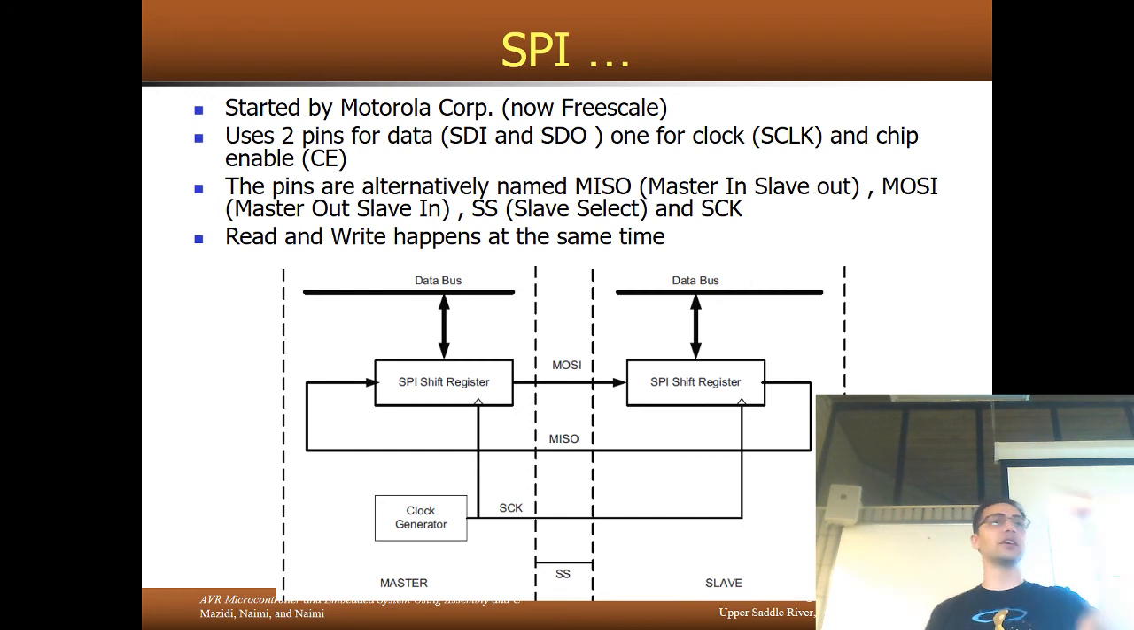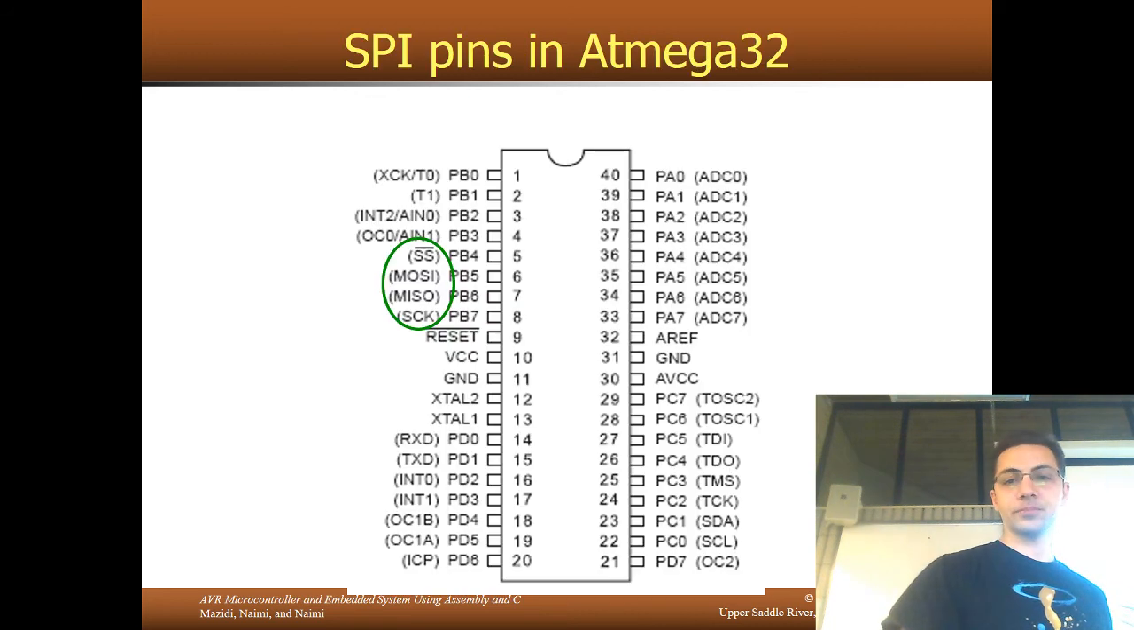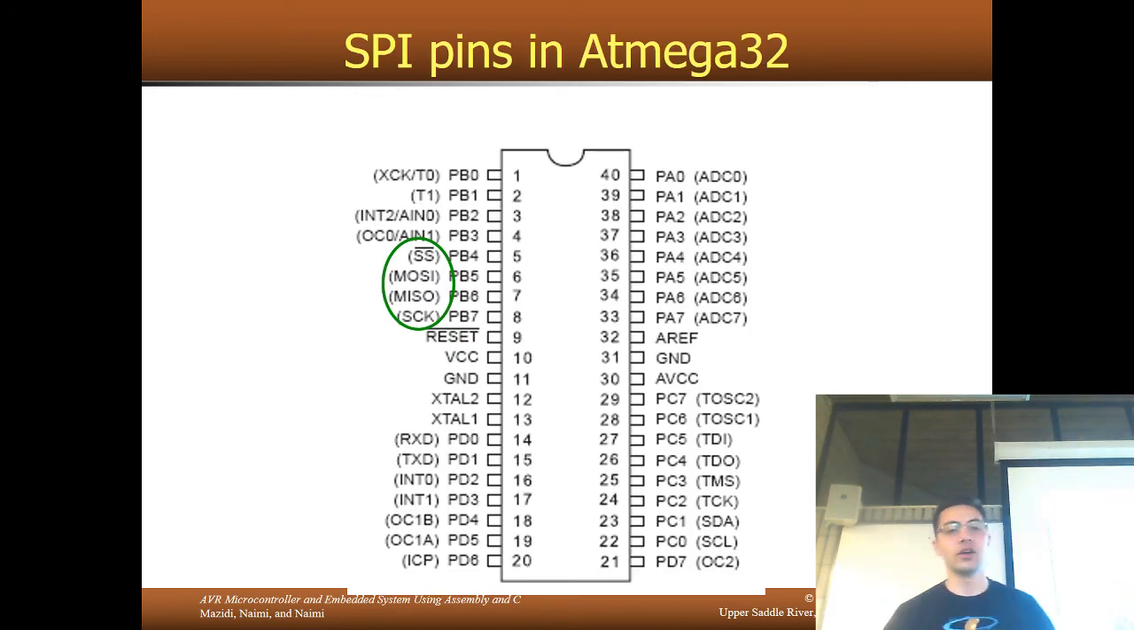If you send a single byte out, you're going to receive a byte at the same time. So how do we hook this thing up? Well, on the ATmega 32, on port B, there are 4 pins labeled S-clock, MISO, MOSI, slave select bar.